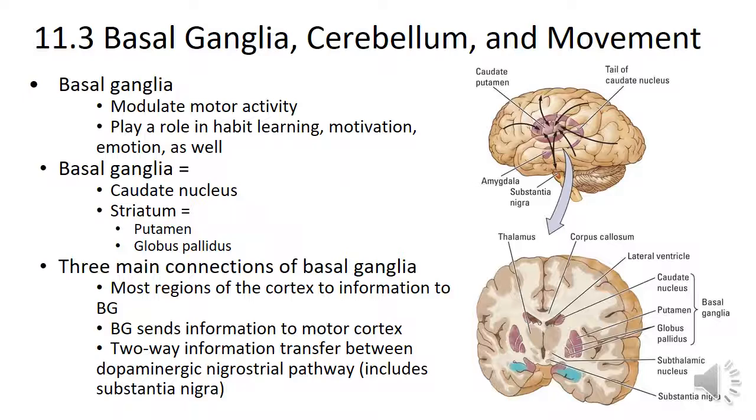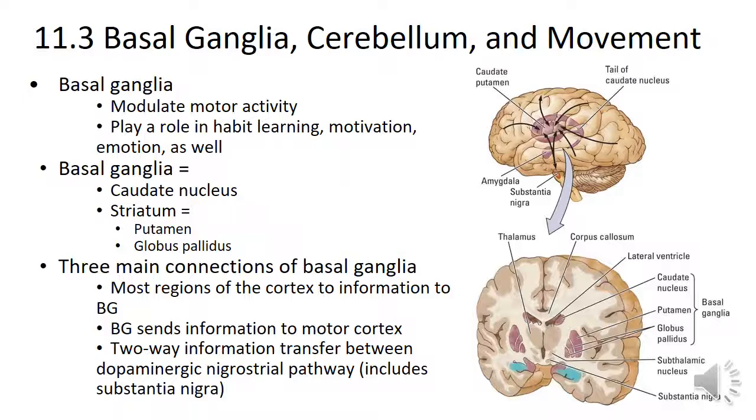Moving on to section 3, basal ganglia, cerebellum, and movement. Basal ganglia and cerebellum are 2 non-cortical structures that are most prominently implicated in the motor system. So the basal ganglia sort of modulates motor activity. It doesn't create the plans for motor activity, but it adjusts them. So it plays a role in habit learning, in motivation. There's also, basal ganglia has some emotional roles.